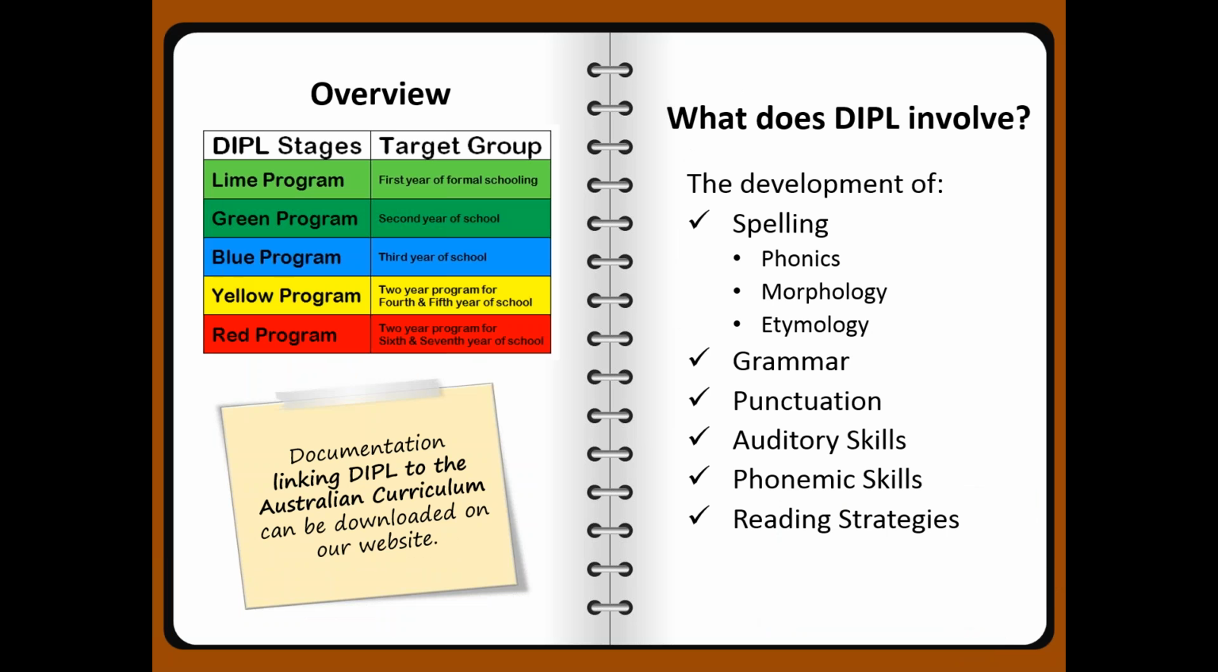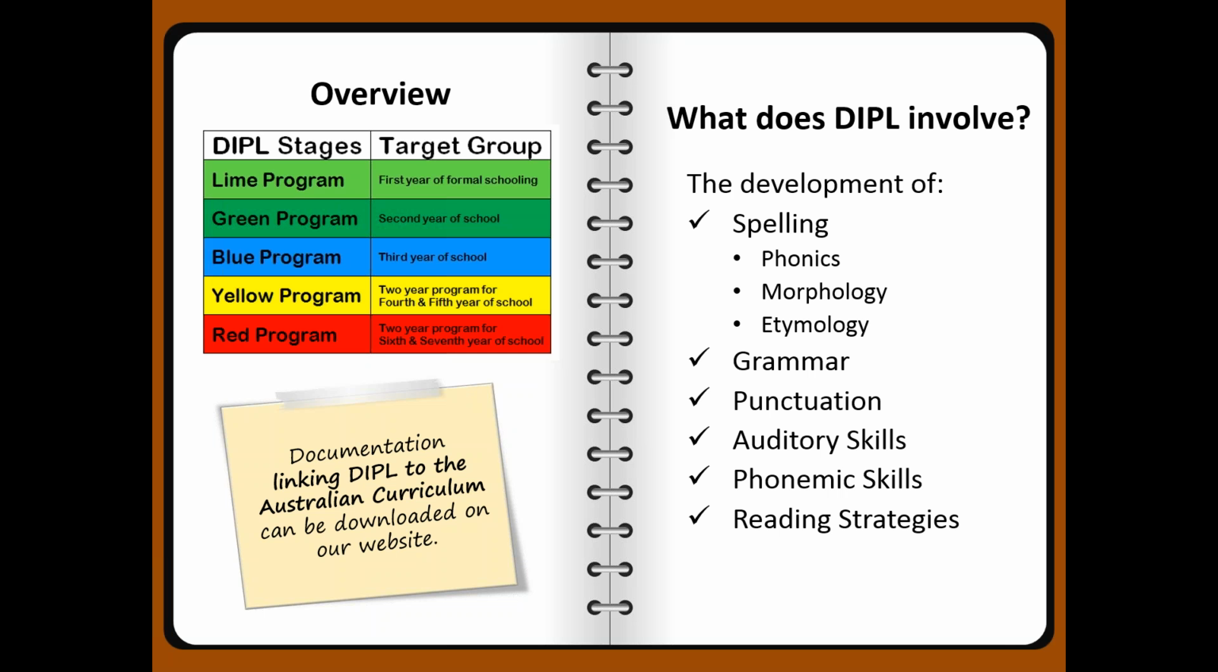DIPL commences with the Lime program, which is our prep, kinder or reception program. The green program, blue program, then yellow is a 3-4 program and red is a 5-6 program. There is documentation linking DIPL to the Australian curriculum that can be downloaded on our website for your interest.